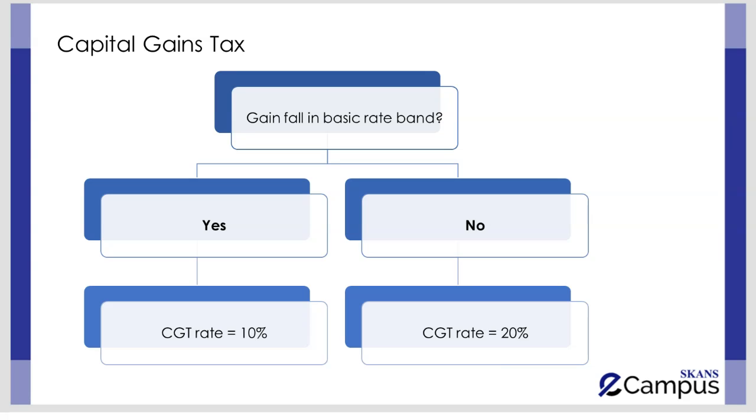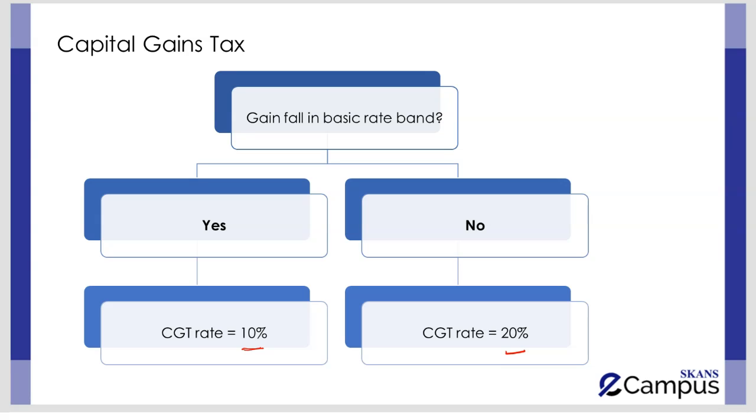So we need to see if there is an available limit in our basic rate band. Whatsoever portion of the gain falls in the basic rate band, we need to apply a capital gains tax rate of 10%. But if the taxable gain does not fall in the basic rate band, then whatsoever gain is adjusted in the higher rate band will get taxed at a rate of 20%. So these are the rates which we normally apply over the disposal of assets.